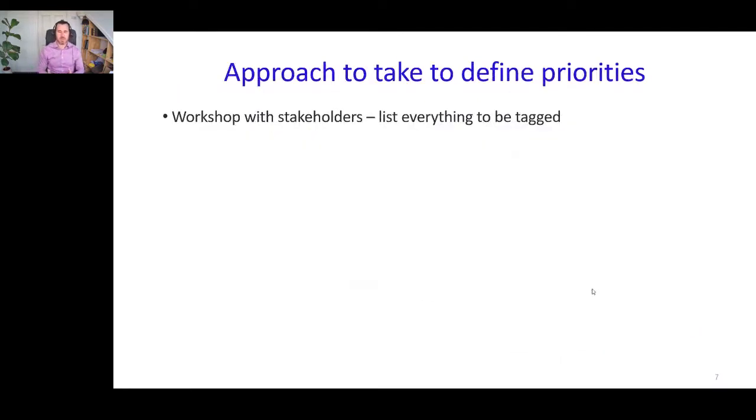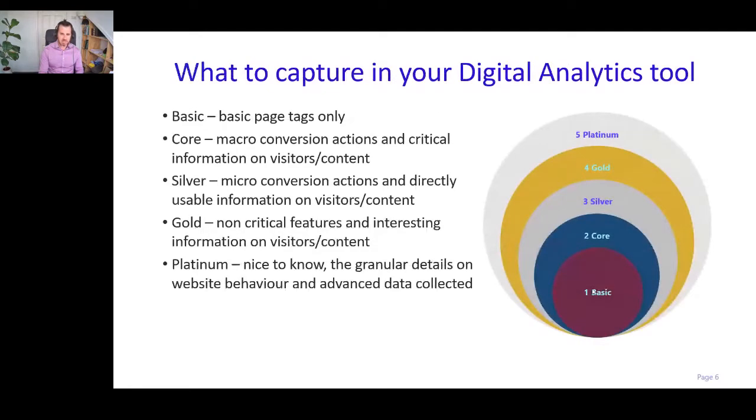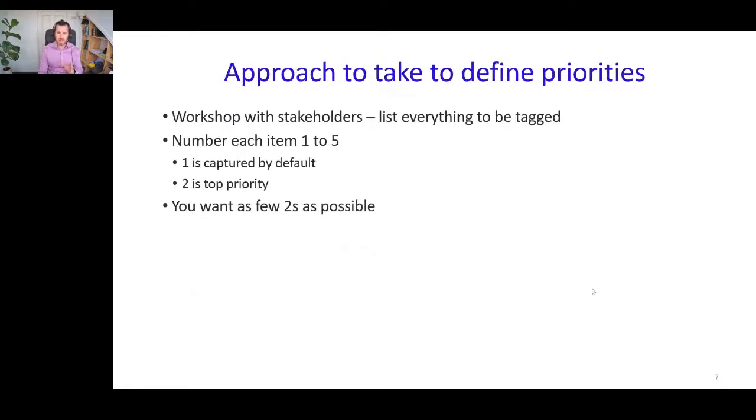But then how do you actually use this sort of approach? The first place is usually a workshop with the stakeholders. It could be you by yourself, or you could involve other stakeholders, and just list out every question you've got, everything that needs to be tagged. And then number each item 1 to 5, which aligns a bit to the previous list, where your 1 is what's captured by default. People ask, I wonder how many users we had? Yeah, tick that, that goes by default.